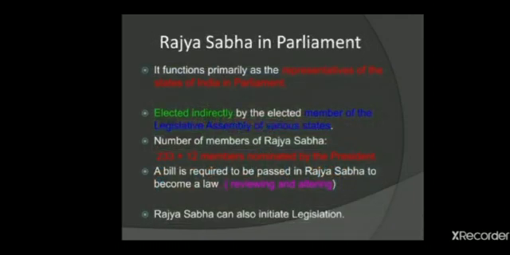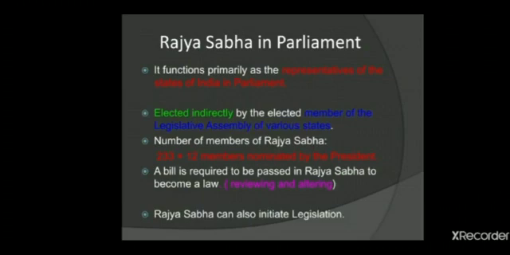Now let us look at the function of the Rajya Sabha. What is the function of the Rajya Sabha in Parliament? You can figure it out from the word itself. Rajya means state. Sabha means council. As we know, it is also known as the Council of States, so it has to work for the states. It has to represent the states of India. The Rajya Sabha functions primarily as the representatives of the states of India in Parliament. They are representing the states of India.